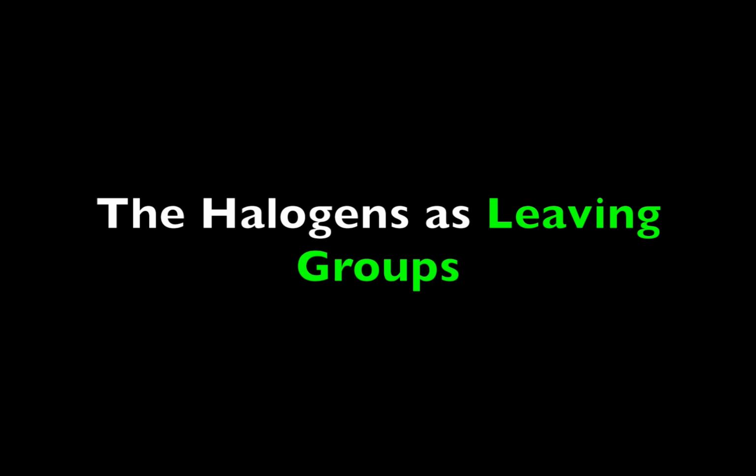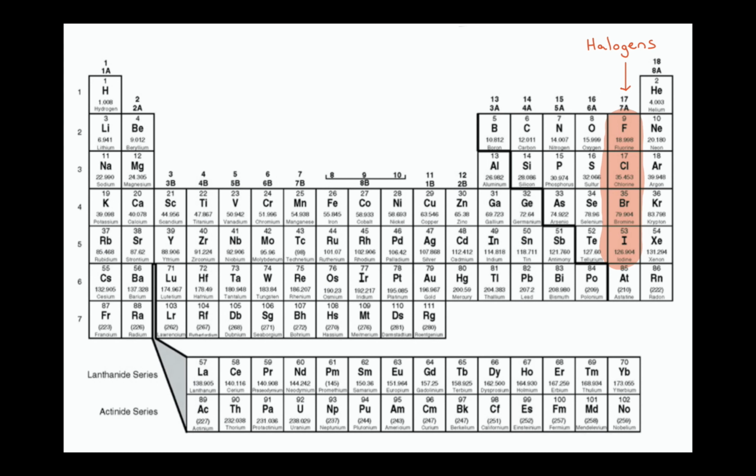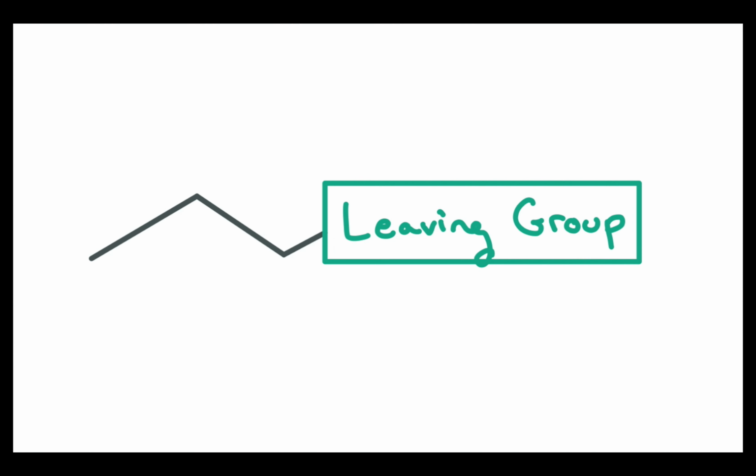Here's a video to help you understand the halogens as leaving groups. The halogens are in group 7A at the far right of the periodic table. Fluorine, chlorine, bromine, and iodine are the most common ones, and they often appear as leaving groups.